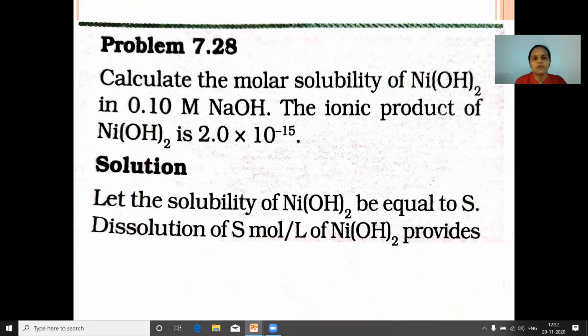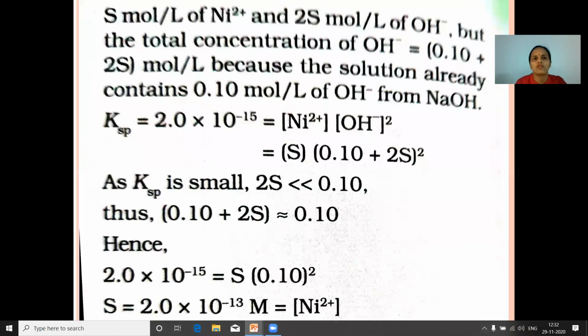Look at this problem. The question is: calculate the molar solubility of Ni(OH)2 in 0.10 molar NaOH solution. The ionic product of Ni(OH)2 is 2 × 10^-15. Let the solubility of nickel hydroxide be equal to S. Dissolution of S moles per liter of nickel hydroxide provides S moles per liter of nickel ion and 2S moles per liter of OH minus.